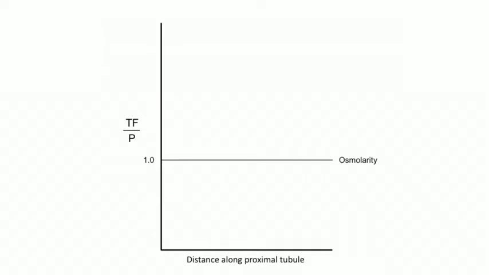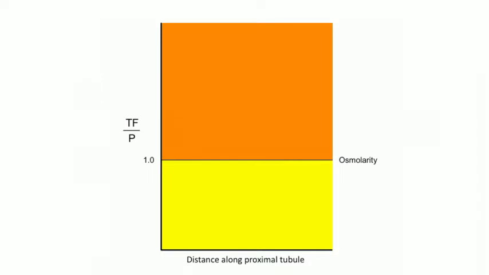In other words, the solute and water are reabsorbed at the same rate, and the relative concentrations aren't going to change. For solutes that fall below that line, the concentration in the tubular fluid is less than the concentration in the plasma. That means you're taking solute out of the tubular fluid, out of the lumen, and putting it into plasma. So you're reabsorbing it more quickly than you're reabsorbing water. Then above that line, the ratio is greater than 1, which means that solute is being reabsorbed less quickly than water. So you're pulling water out of the lumen, but the solute is staying in the lumen. There's a net excretion of solute there.